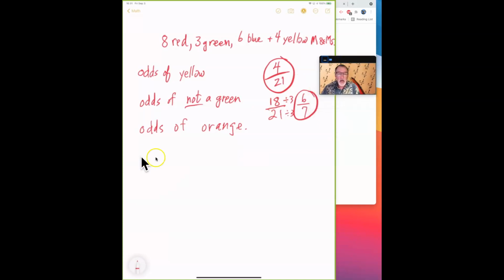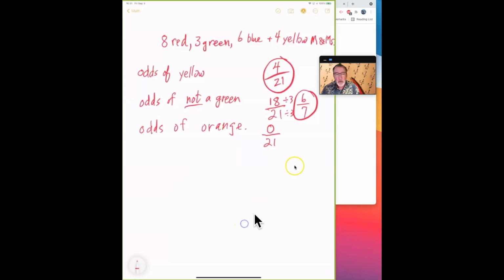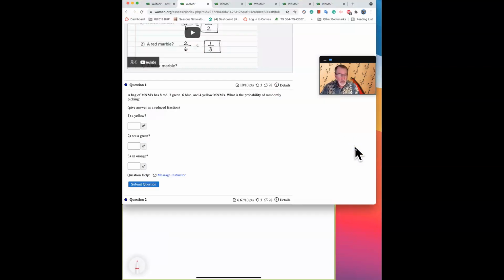The last one, the odds of an orange. Orange is not one of the colors in the bag, so we have basically 0 orange M&Ms out of 21. So the odds are impossible, and because they said in the instructions to give the answer as a reduced fraction, in order to simplify fully, we have to rewrite 0 out of 21 as 0. Remember that 0 over any denominator is equal to 0. So let's see how these do.